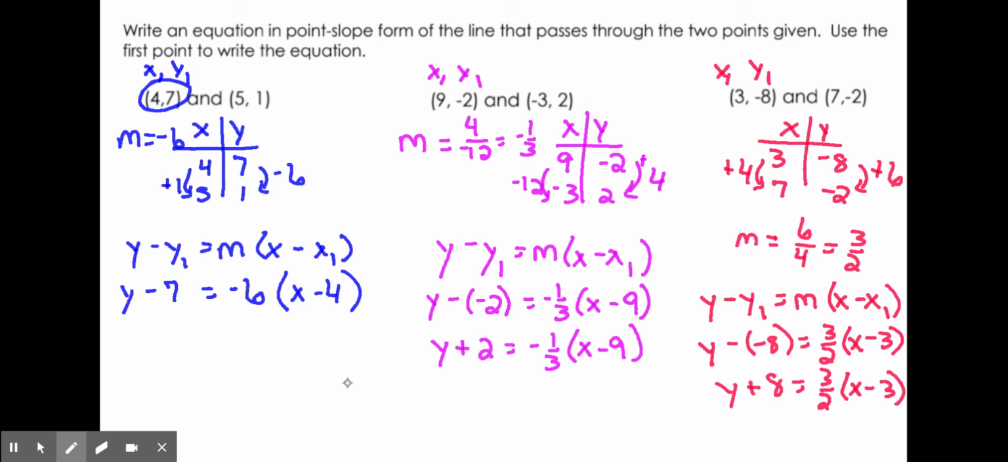I got y plus 8 equals 3 halves times x minus 3. Okay, so that is how to write equations in point-slope form if you're given a graph or if you're given 2 points. And now you're all ready to practice.